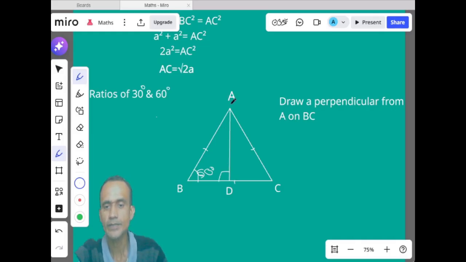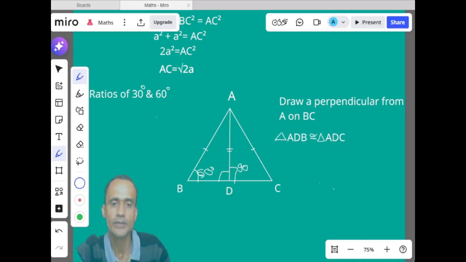Now let us see these two triangles ADB and ADC. Side AC is equal to side AB and side AD is common. And these two angles are by construction 90 degree. So what can you make out about these two triangles? Are they congruent? Yes, they are congruent by right angle hypotenuse side, because this side is common, this side and this side are equal because ABC is an equilateral triangle, and these two angles are equal, both 90 degree. So triangle ADB and ADC are congruent. So we get triangle ADB congruent to triangle ADC.